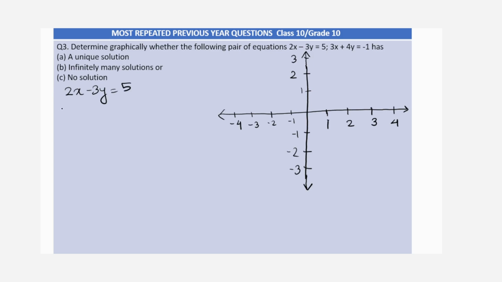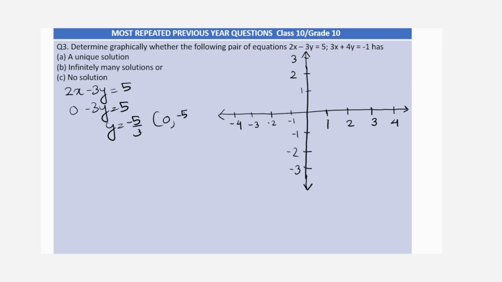Now when x is equal to 0, that will be the y-axis, where this line intersects the y-axis. So when x is 0, it will become −3y = 5, and y will be equal to −5 by 3. So one point we got is (0, −5/3).